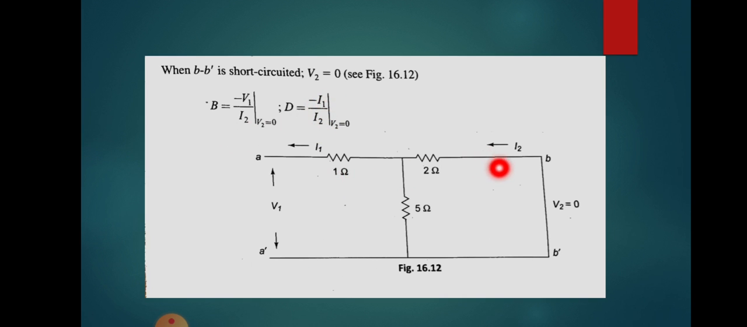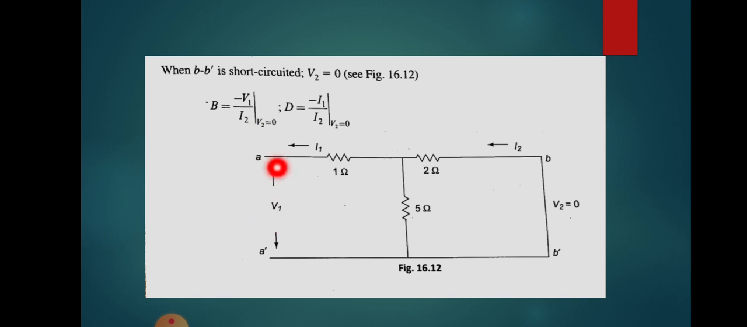So this is your circuit after short circuiting the BB dash terminals. Here V1 is given, V2 equal to 0. You want to find out this B value first. For that, you want to find out V1 and you have to find out I2. You have to find an equation for this and you can cancel common terms and you will get the final value for B. For that, let us see.